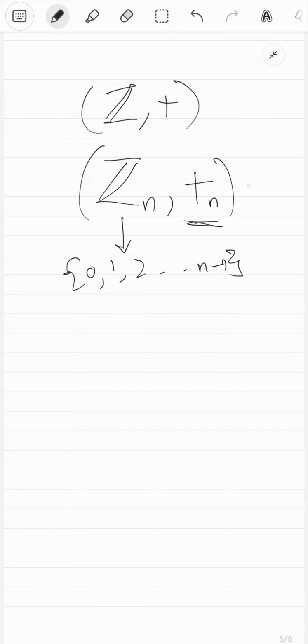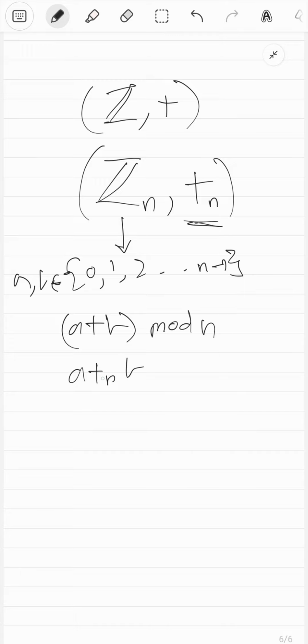And addition modulo n means that for any a and b in this set, you do the group operation: you add them, and then you take the result mod n. So you find the remainder of a plus b with respect to n, and that's what a plus_n b is. So this is also a group. Notice that since it's mod n, a plus b mod n is obviously going to be less than n. Remainders are strictly less than the divisor.